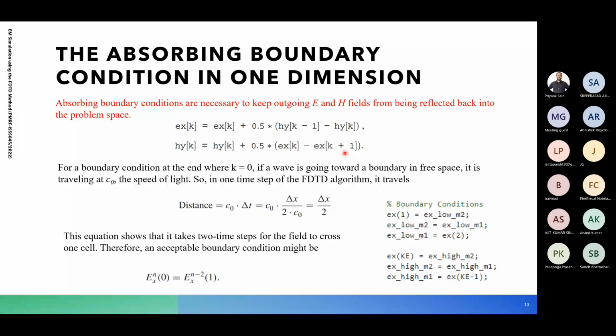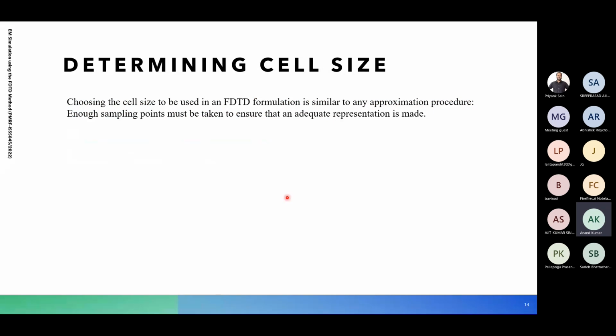Okay. Any follow-up questions on that? So we are not breaking causality, okay? And if you want further clarity, you can refer to the textbook by Sullivan. There are some lines written on how we are not breaking the causality. Okay, sure. Anybody else? Any questions on this boundary condition?